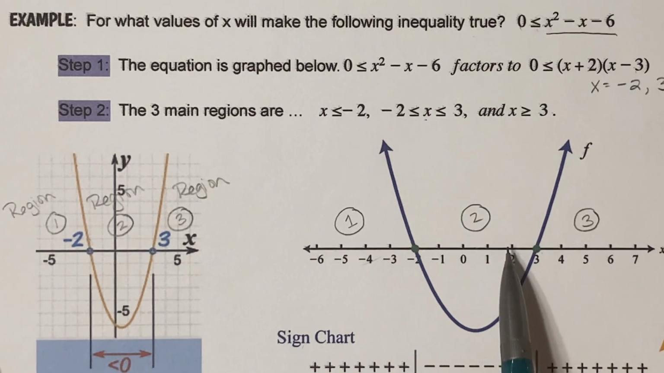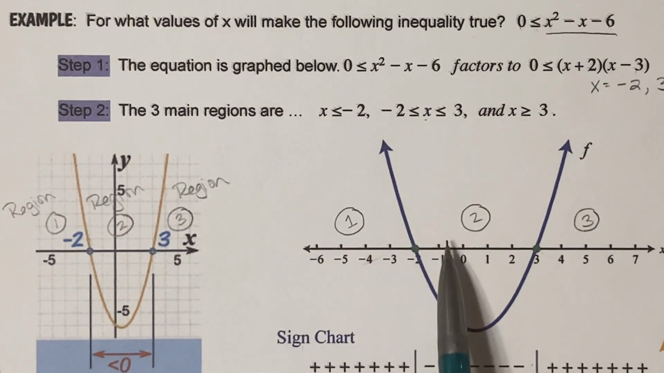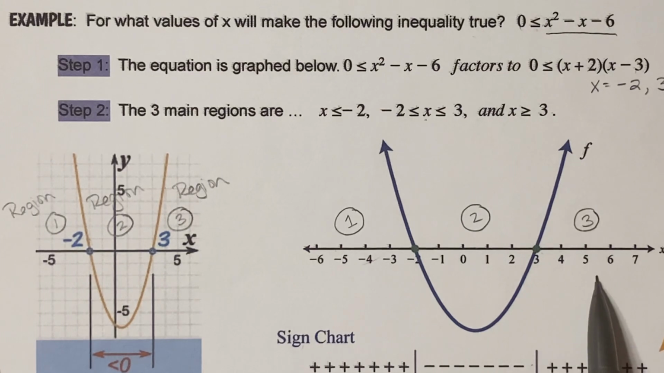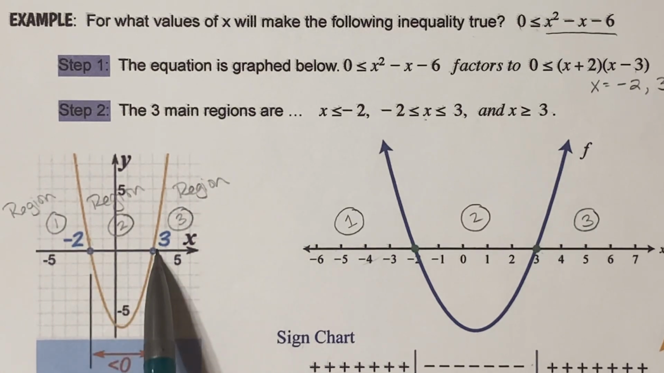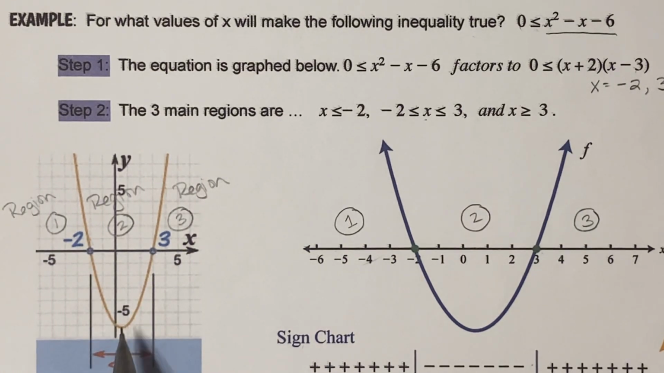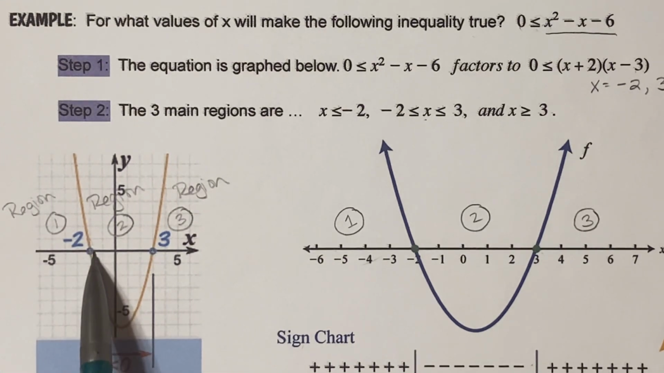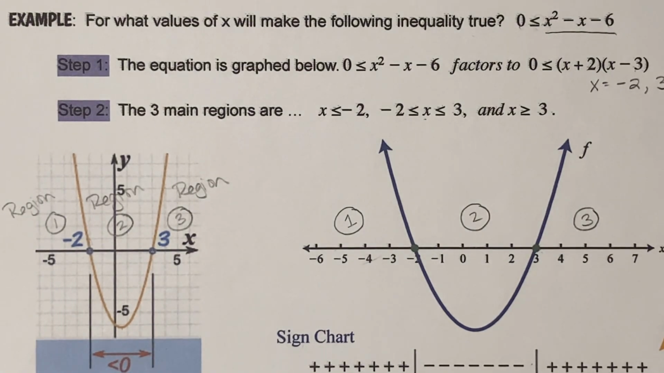Okay, so as you see, I graphed it. I have my roots. It's broken up into region 1 to the left, region 2 in the center, and region 3 to the right. Same thing over here. This is the same parabola, just a little more exact. Here's negative 2, here's positive 3, here's my vertex. Here's my region 1 to the left, region 2 in the center, region 3 to the right, okay? So that was step 2.